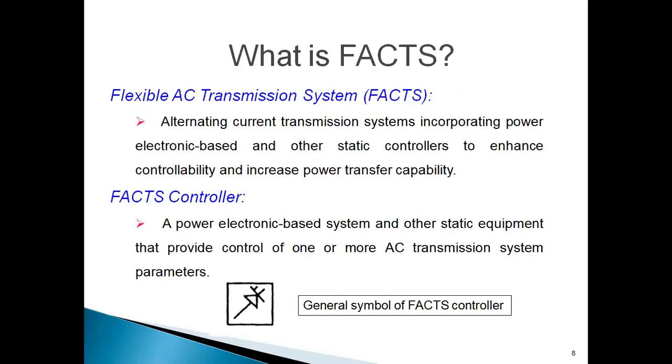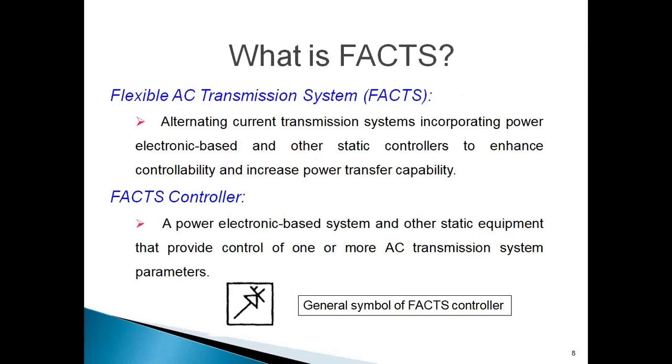Okay, now let us move on. I have discussed a few basic concepts. Now let us see the definition of FACTS. It is an acronym for Flexible AC Transmission System. So we know the difference between FACTS and a FACTS controller. When I say FACTS, it is a system.